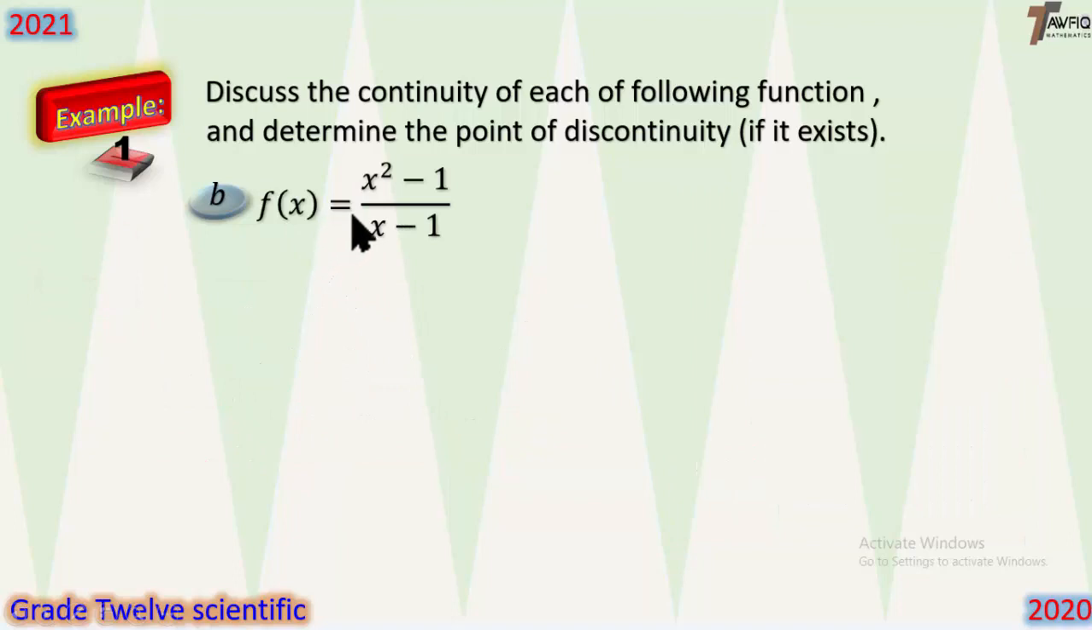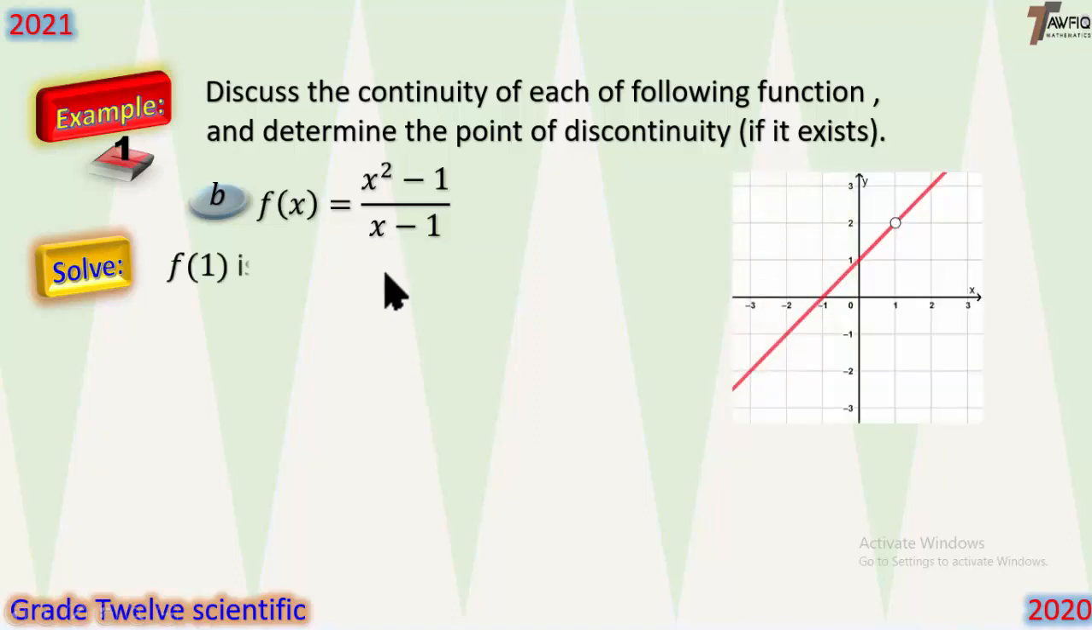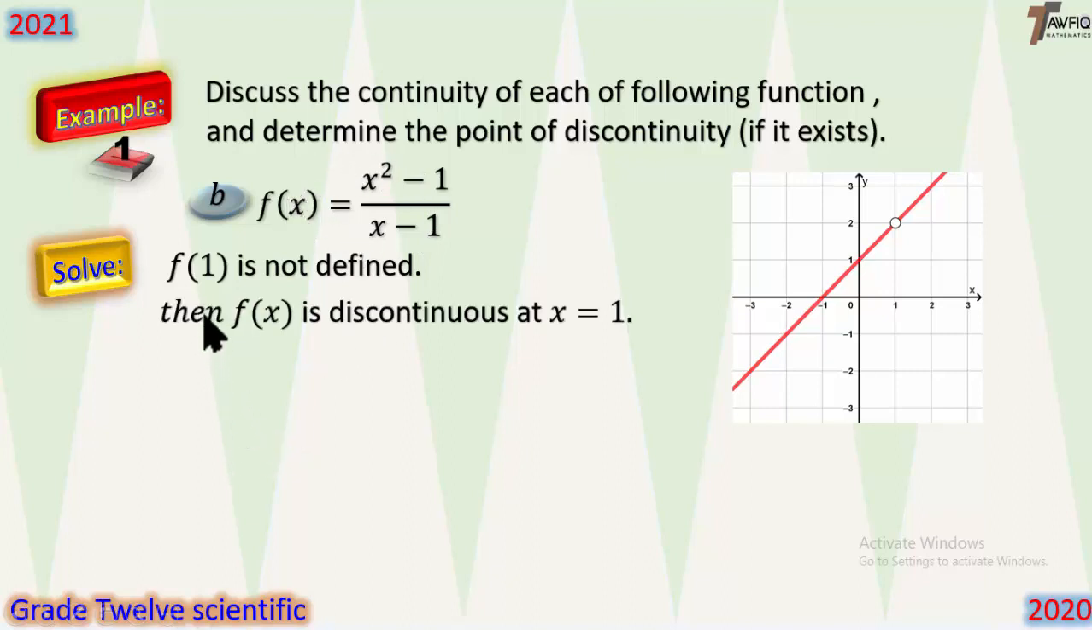B, f(x) equals x squared minus 1 over x minus 1. As you can see, the domain of this function is all real numbers except 1. Therefore, f(1) is not defined. That means this function is discontinuous. If you replace x with 1 in the function, it becomes 0 over 0. That is undetermined. Therefore, maybe the limit exists. So we try to find the limit.